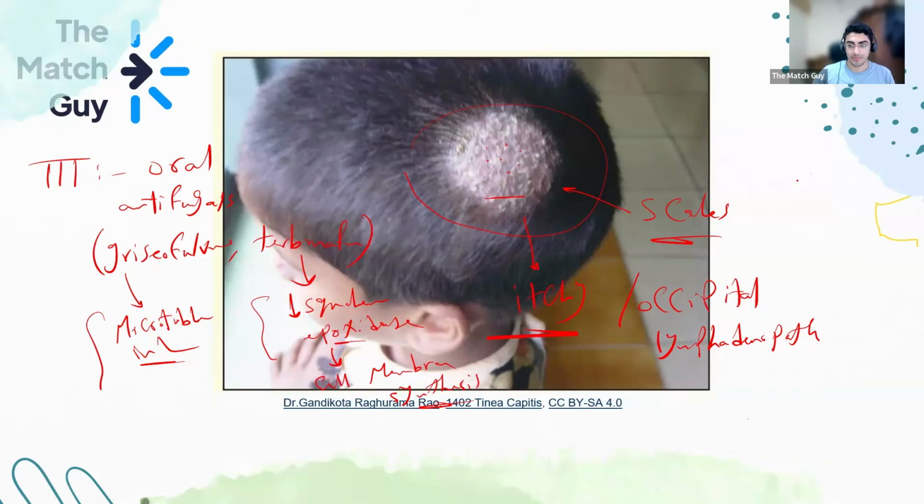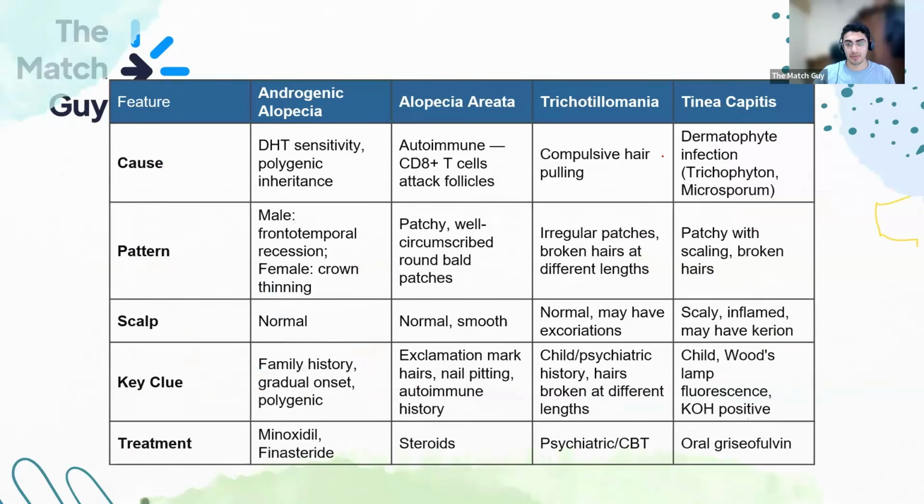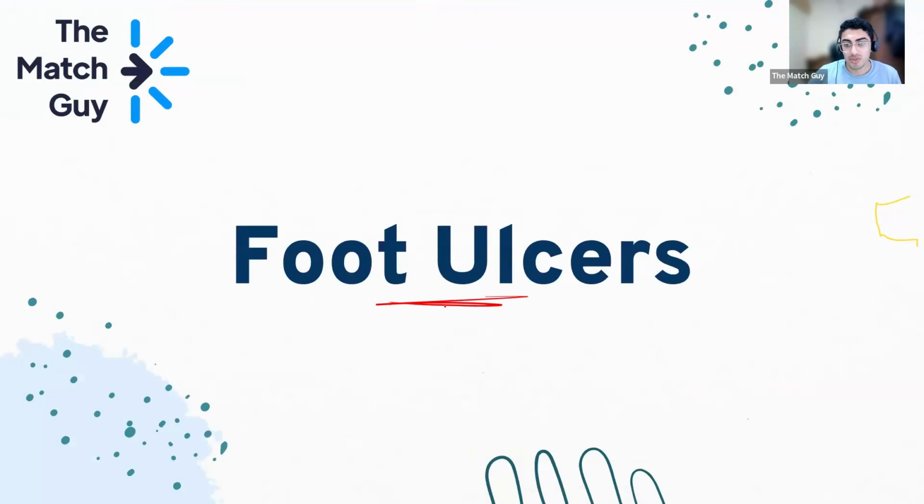Very nice. So this is a table comparing all the types or all the causes of hair loss that are high yield for the USMLE. Any questions so far? All right. So let's finish with the foot ulcers.